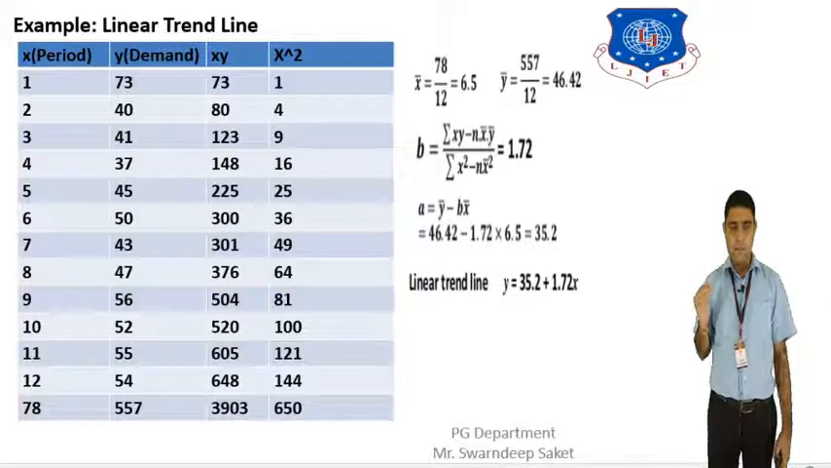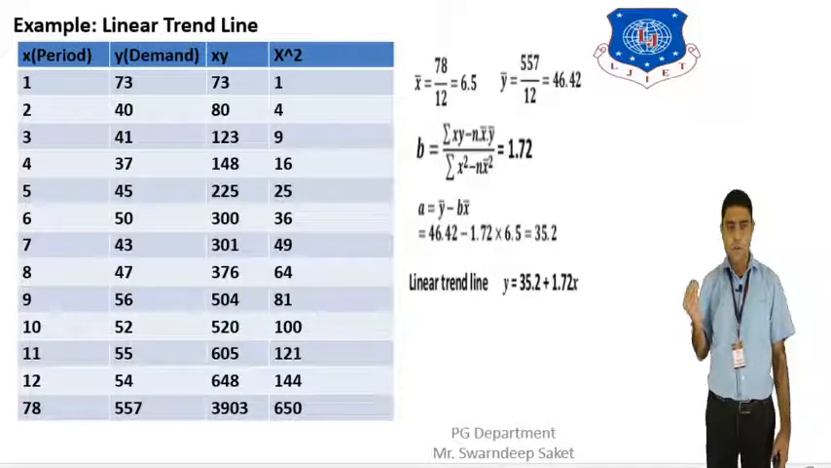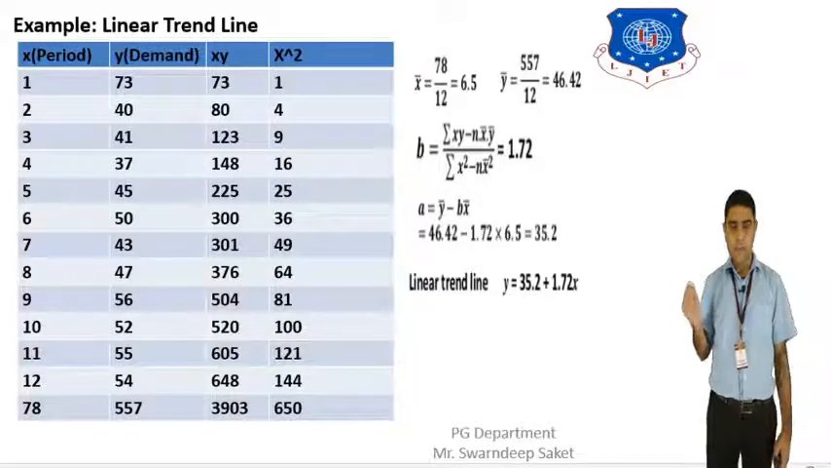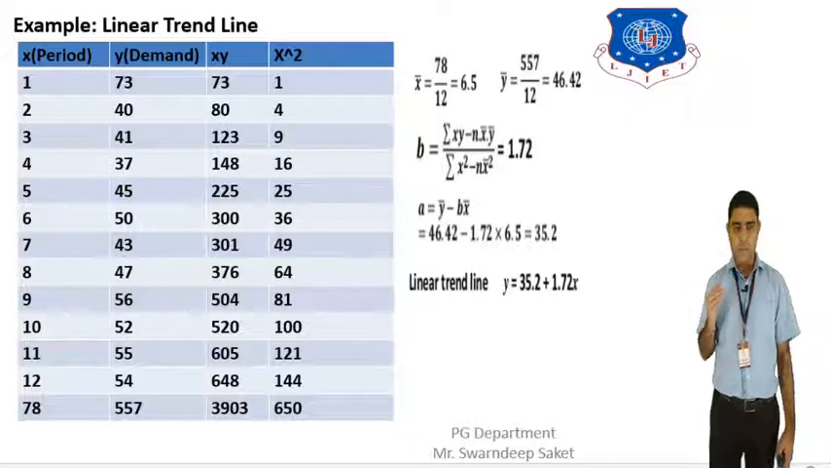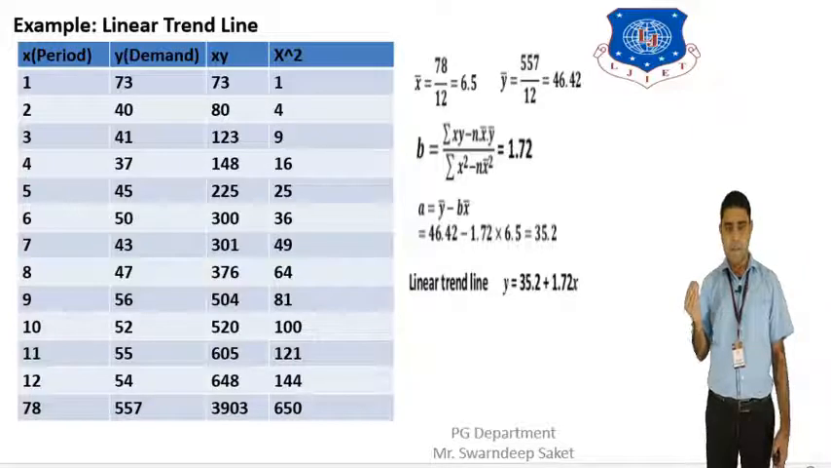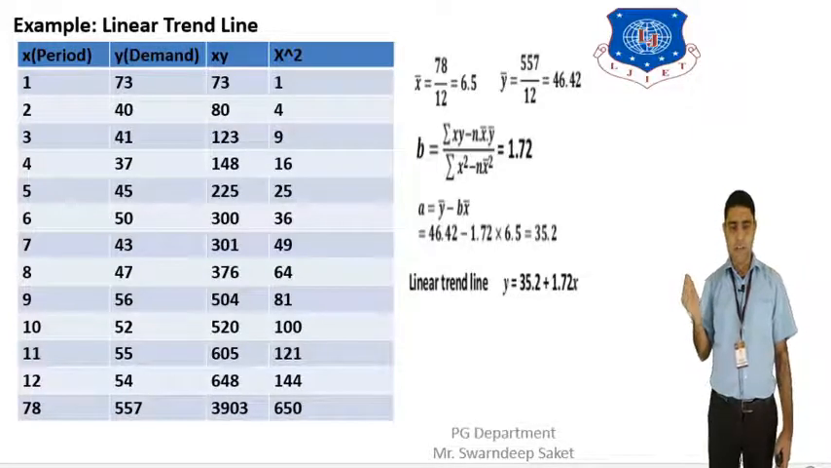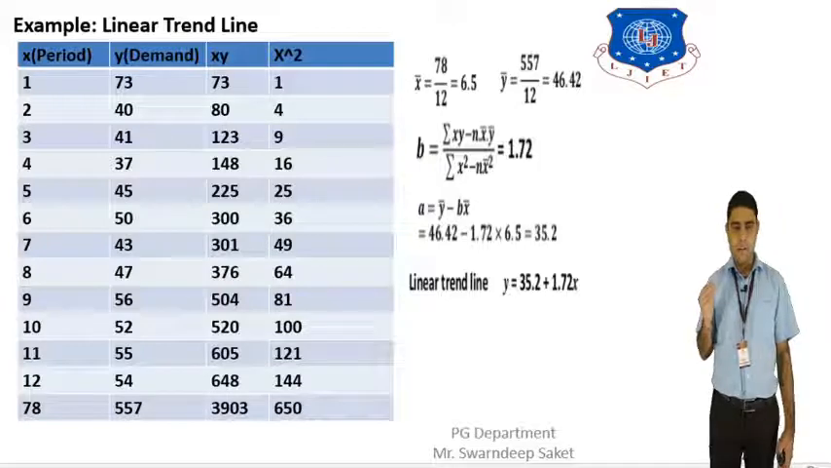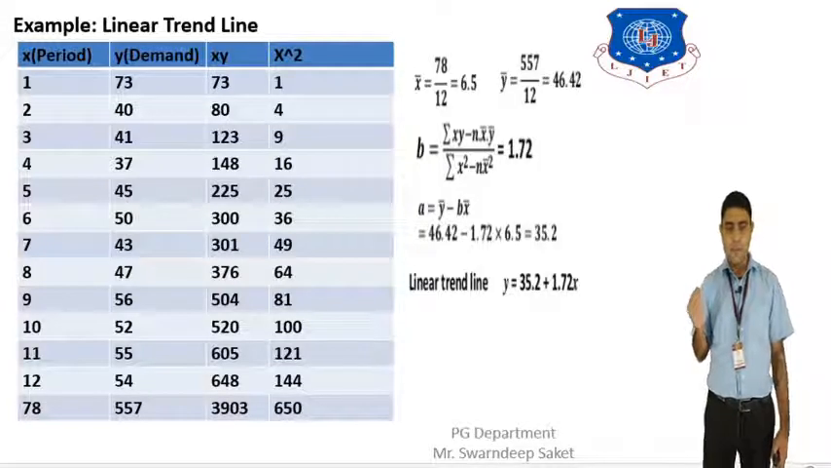For 5, the y value is 45. If we multiply 45 into 5, that is x into y, then we will get 225. X square value is 25. For 6, 50, if we multiply 50 into 6, then we will get 300 xy and x square is 36. For 7, the value is 43, and if we multiply 7 into 43, then we get 301, and x square is 49.